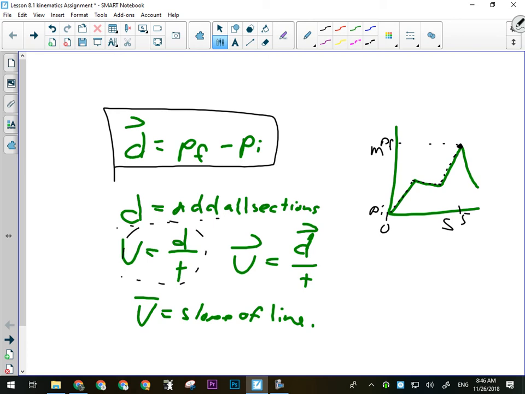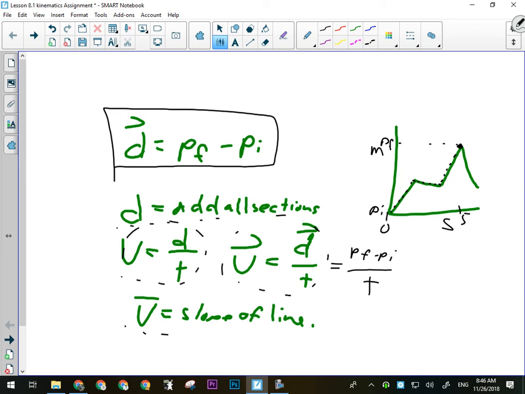Okay, I'm going to use v equals d over t. Speed is distance over time, and velocity is displacement over time. Use those two formulas on a position versus time graph as well. Okay, remembering that sometimes that means for this formula that it'll be pf minus pi over t, or the slope of the line if it's just a single linear graph. Okay, so that's what this is saying down here.